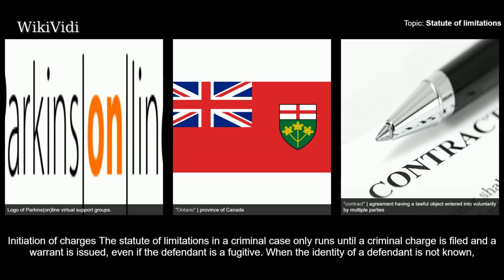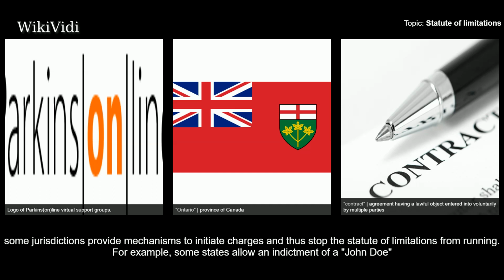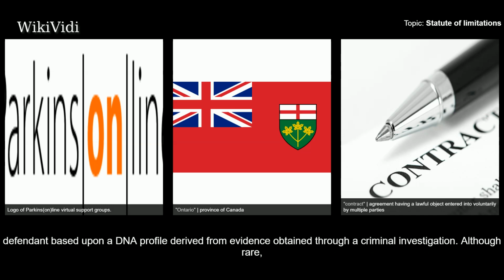Initiation of charges. The statute of limitations in a criminal case only runs until a criminal charge is filed and a warrant is issued, even if the defendant is a fugitive, when the identity of a defendant is not known. Some jurisdictions provide mechanisms to initiate charges and thus stop the statute of limitations from running. For example, some states allow an indictment of a John Doe defendant based upon a DNA profile derived from evidence obtained through a criminal investigation, although rare.